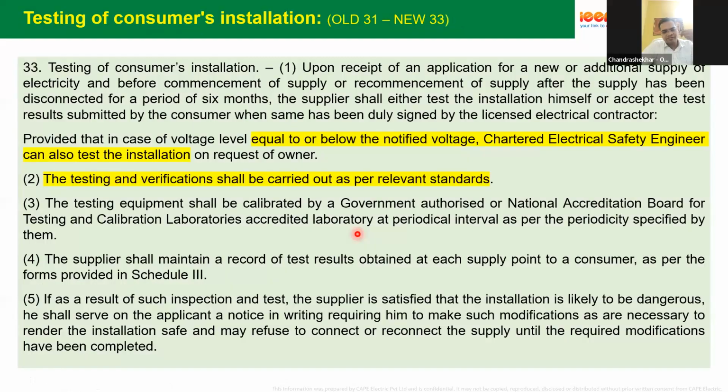Okay. So now, testing at the consumer premise, the testing and verification shall be carried out as per the relevant standard. The relevant standard here is the National Electrical Code, Testing and verification, which is already included in NEC in Part 1, Section 17. That means the safety audits which you were doing until now, like the earth pit resistance measurement and all those things, you have to do as per Part 1, Section 17 of NEC.